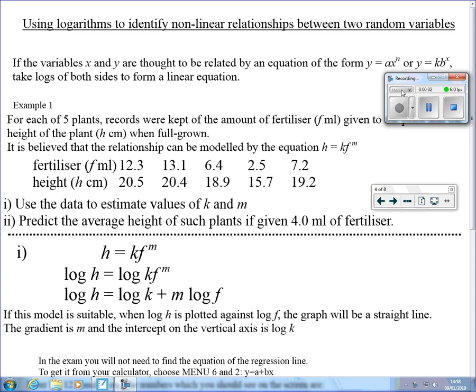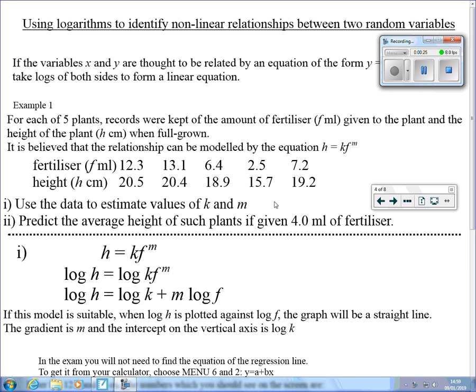Logarithms can be used to identify nonlinear relations between two variables, including between two random variables. If the variables x and y are thought to be related by an equation of the form y equals ax to the n or y equals kb to the x, take logs of both sides to form a linear equation.